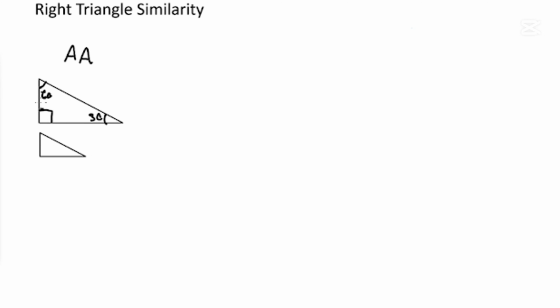This is similar. Similar means that they're the same shape, but they aren't the same size. But in some instances, they can be the same size. And this isn't just in 30, 60, 90s. You can have it in a triangle like this.